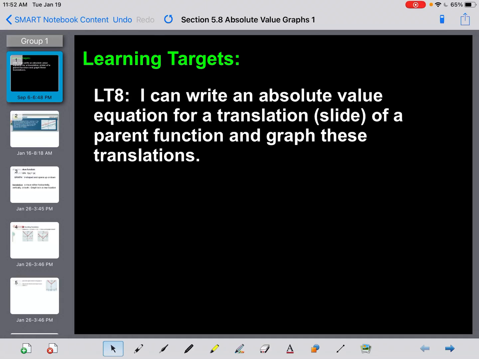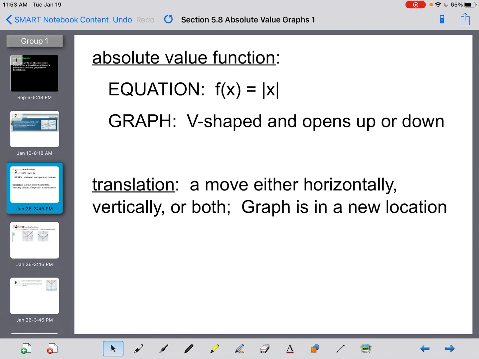Chapter 5, Section 8 is about absolute value graphs. Okay, an absolute value function, if you remember, absolute value is those two bars on either side that means distance away from 0. So the equation for that function is always going to be y, or f of x, is equal to the absolute value of x.